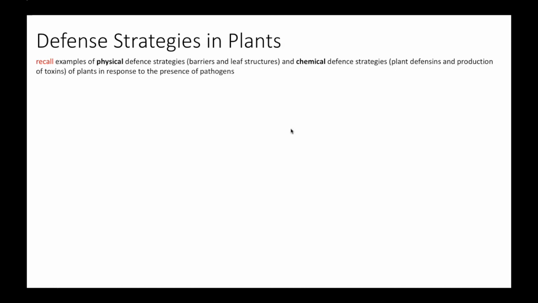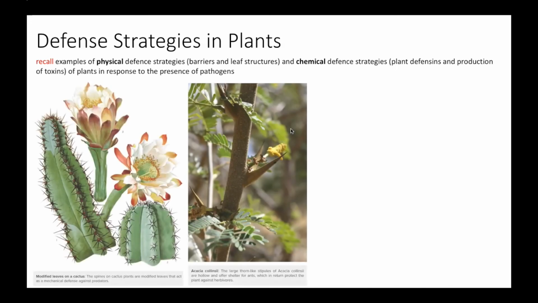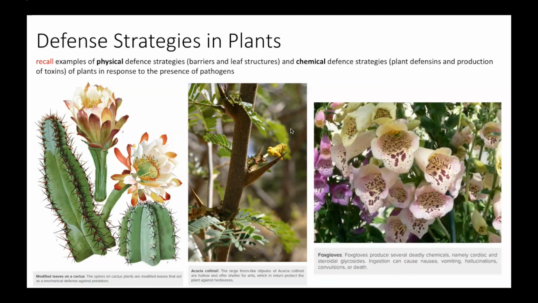We can break up defense strategies in plants into two main categories. We have physical barriers, which can include the thorns on the leaves of cacti, or we can look at thorns on this acacia. But we can also look at chemical strategies in plants. This foxglove produces several deadly chemicals that can, even in us, cause nausea and vomiting and hallucinations.